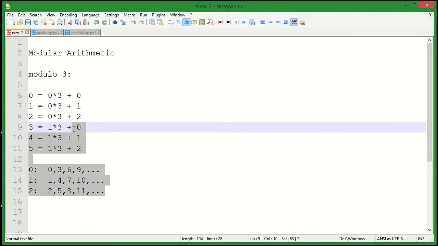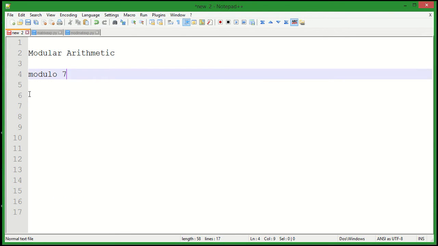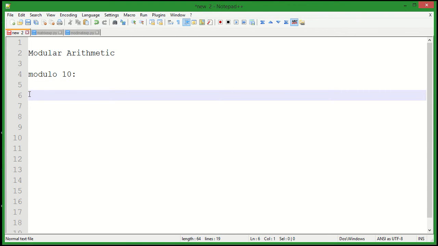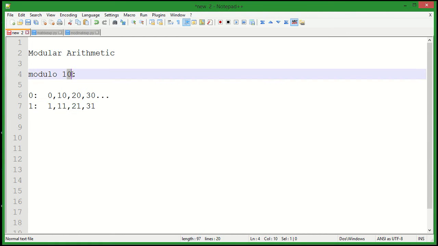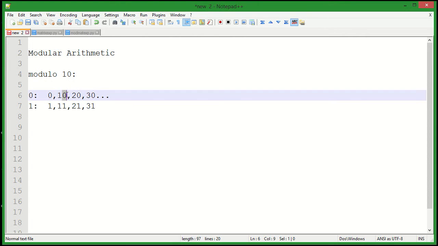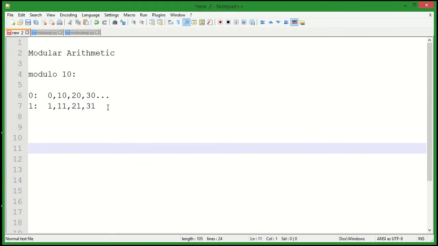Alright, but we can carry this on. We could do modulo 7, and then we'll have 7 different remainders. We can do modulo 10, and let's stop and look at this one. Let's see what numbers have a remainder of 0 when divided by 10. 0, 10, 20, 30, and so on. What about a remainder of 1? 1, 11, 21, 31. With modulo 10, it's easy for us to see what class a number belongs to, because it's just the last digit of the number. So for instance, the numbers that have a remainder of 9 modulo 10 are going to be 9, 19, 29, 39, and so on.